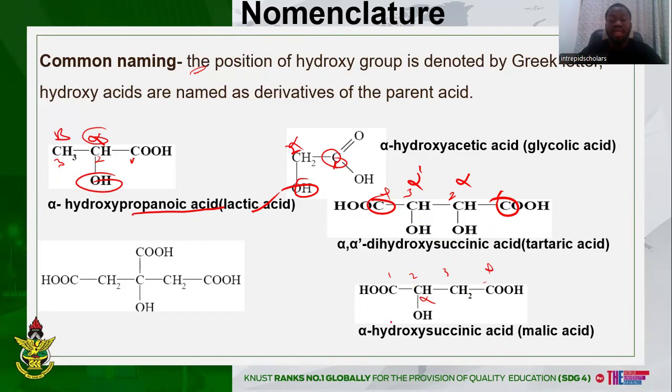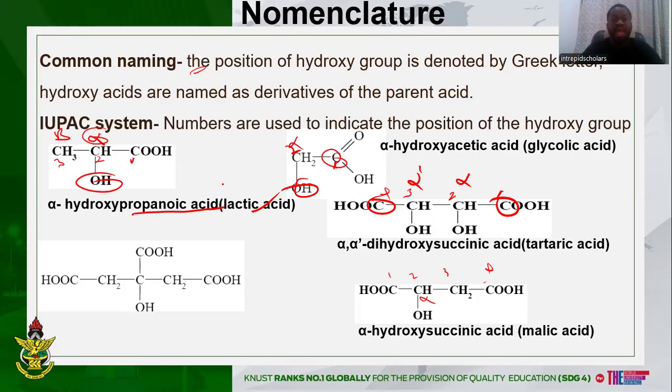So that gives us alpha hydroxysuccinic acid. That can be difficult, can it? Now, when we are done with this, we have to also learn how to give the IUPAC name, right? Now, for the IUPAC name, we use numbers. We don't use alpha, beta, and gamma. We use numbers to name the substituents or the hydroxyl group.